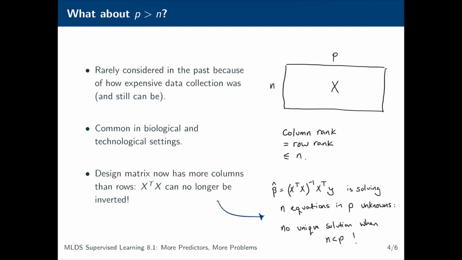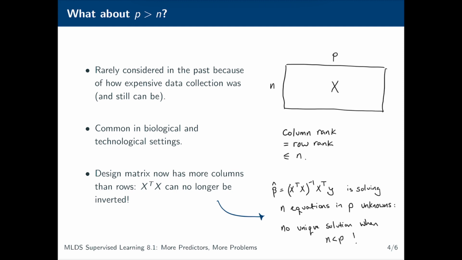In this new and exciting setting where p is greater than n, our design matrix now has more columns than it does rows. This means that X transpose X can no longer be inverted, and we can't obtain our least squares estimates in the same way as we have before. We can see this because our linear algebra, when we're calculating beta hat here, is actually just solving n equations in p unknowns. So if our number of unknowns is greater than our number of equations, we can't uniquely specify our coefficients and find a unique solution to that collection of equations.